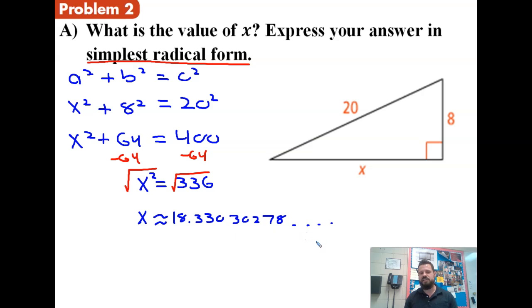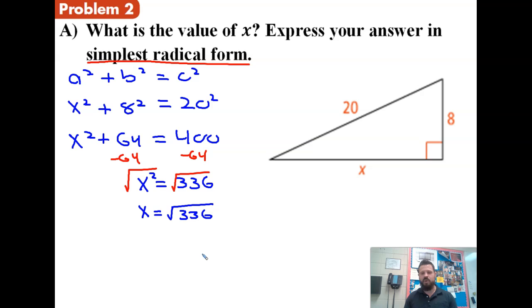Okay, but in certain cases, I don't want an approximation. I want the exact solution, which is this square root 336. That's where the simplest radical form is going to come into play. For simplest radical form, you're going to give the exact solution, but you're going to reduce down the answer as much as possible. We'll show you how to do that right now. So let's get rid of this approximation. Let's say x equals the square root of 336. Okay, so that's an exact answer. I want to reduce that to simplest radical form.